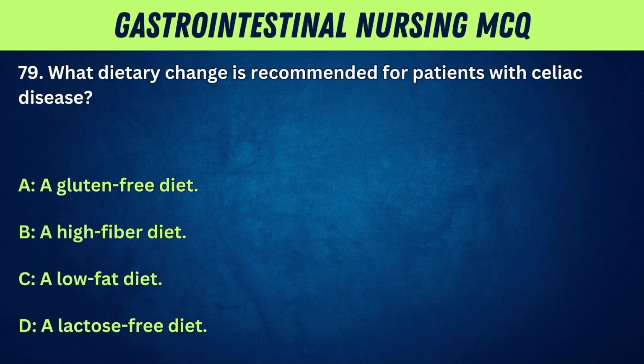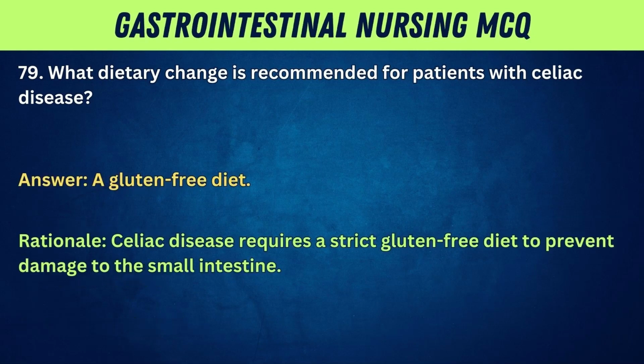79. What dietary change is recommended for patients with celiac disease? A. A gluten-free diet. B. A high-fiber diet. C. A low-fat diet. D. A lactose-free diet. Answer: A gluten-free diet. Rationale: Celiac disease requires a strict gluten-free diet to prevent damage to the small intestine.